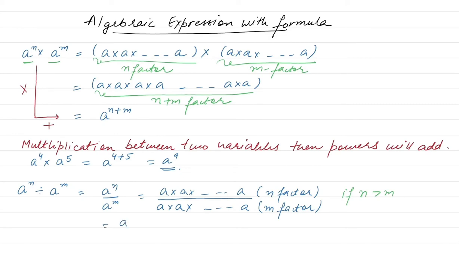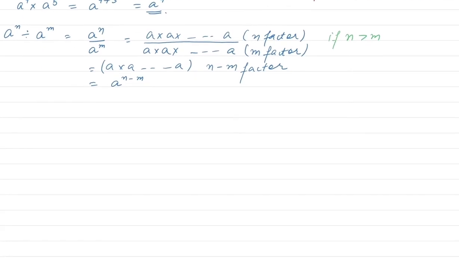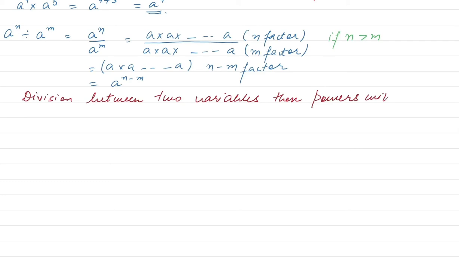So this can be written as a times a so on up to a, in the bracket n minus m factors, because that's division, so there is a negative sign, which can be written as a to the power n minus m. So this is possible if n is greater than m. Let's do one question as well. Just need to remember this thing: division between two variables, powers will get subtracted.